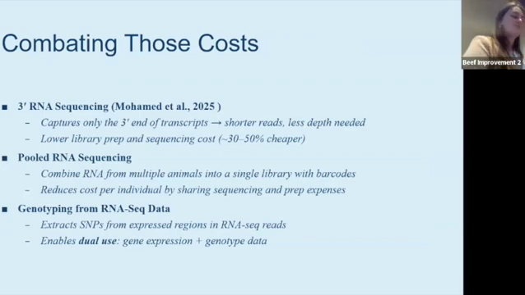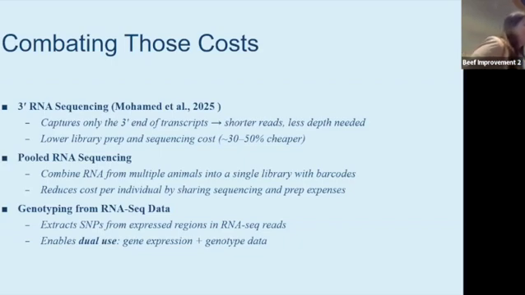A paper out of Troy Roan's lab did a 3' RNA-seq, which really focuses on capturing a specific part of the RNA sequencing. There are shorter reads and you need less sequencing power, aka less depth. It does tend to have lower library prep and sequencing costs and can be about 30 to 50% cheaper. I think they said in their paper $25 to $30 per sample, which, if we could get there, would be amazing because that's on par with a lot of the genotypic testing that we do.